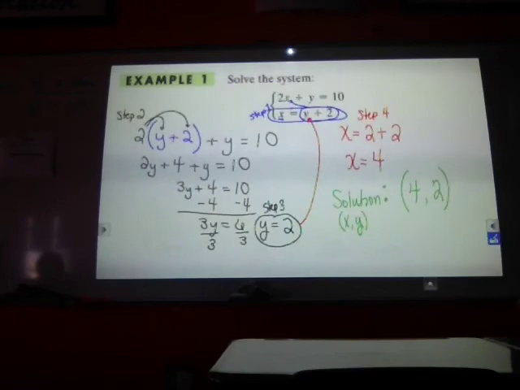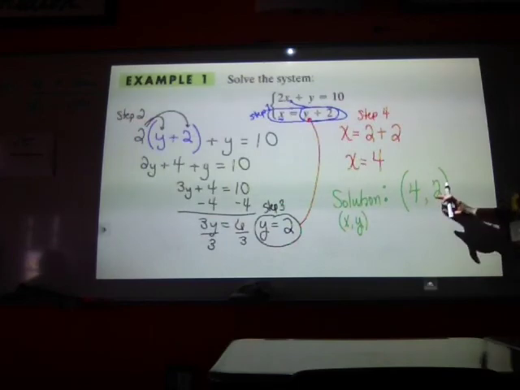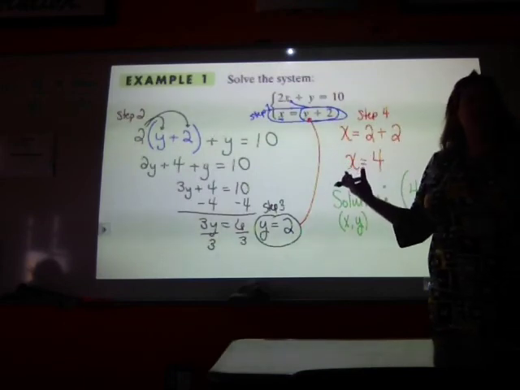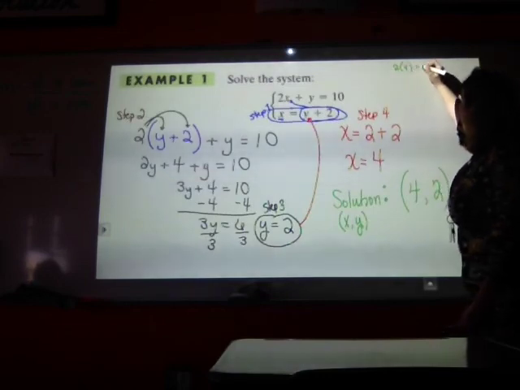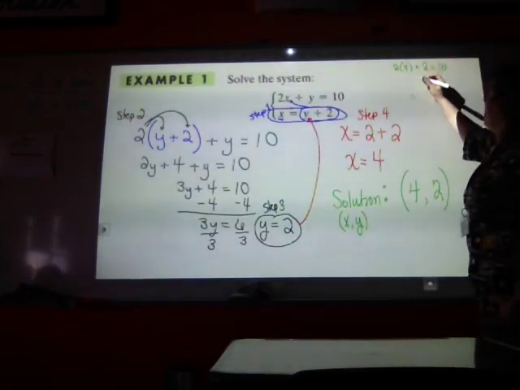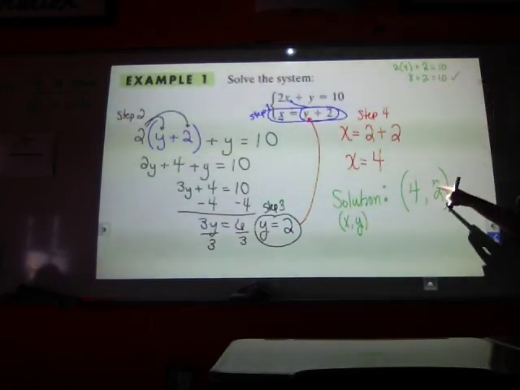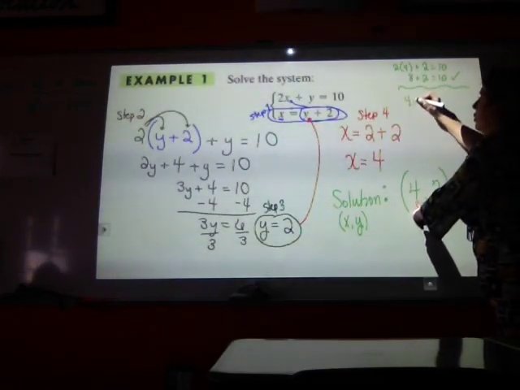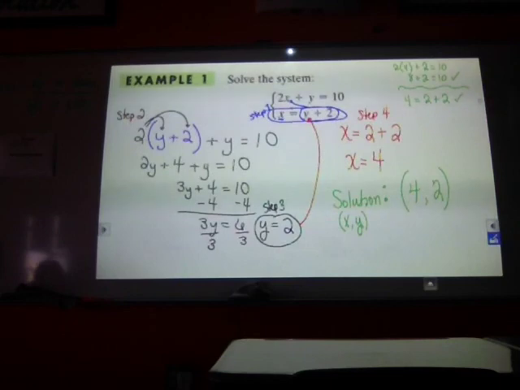Now, step 5 says to check it. Well, how can you check it? Substituting. Okay. I can substitute my 4 and my 2 into both equations. If it works for both of them, it's a solution. So in theory, I could go, okay, 2 times 4 plus 2 should equal 10. Well, it's going to get me 8 plus 2 is equal to 10. That works, right? And then I should be able to go, okay, well, 4 should be equal to 2 plus 2. Does that work? Yes. So because it works for both of them, it's a solution.